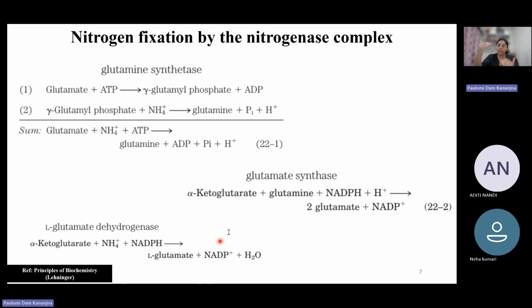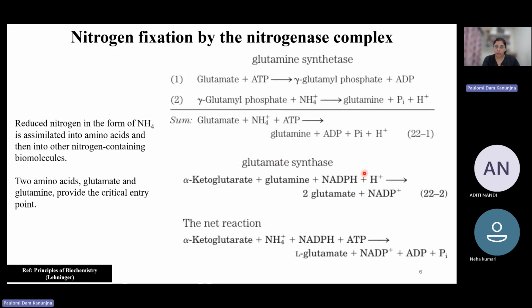The previous enzyme, glutamate synthase, is not present in animals. So in animals you don't find glutamate synthase, and therefore they maintain a high level of glutamate by processes such as transamination of ketoglutarate during amino acid catabolism. We will see this in the next part. However, there is another step where alpha ketoglutarate from the citric acid cycle forms glutamate directly in a single step, catalyzed by L-glutamate dehydrogenase.